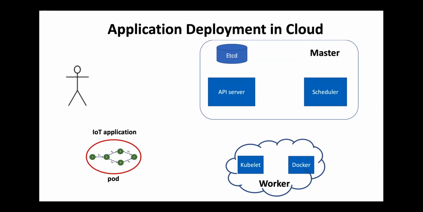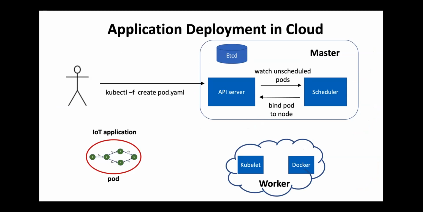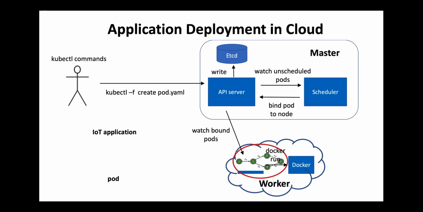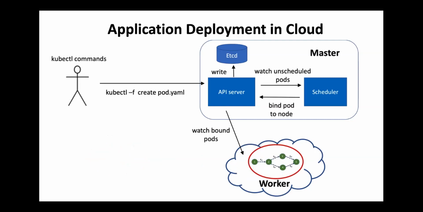So let's see how the application deployment in cloud works. First, the user sends a kubectl command to create a pod on the Kubernetes node. This request is sent to the master API server. The scheduler and master node watch for the newly created pod and bind the pod to one of the worker nodes that satisfies the pod requirement. The API server writes this binding to the database, and then the kubelet at the worker node watches for the binding and starts running the pod. The status of this running pod is then updated to the master node.